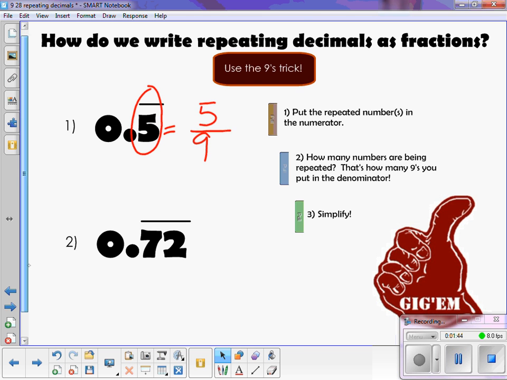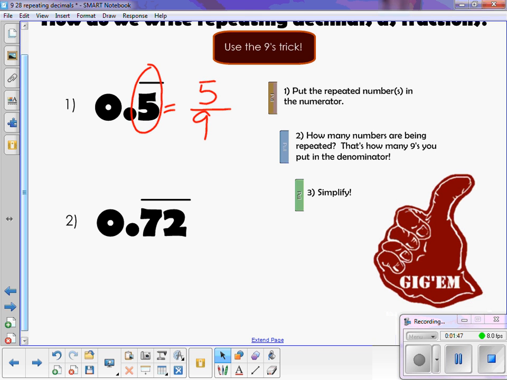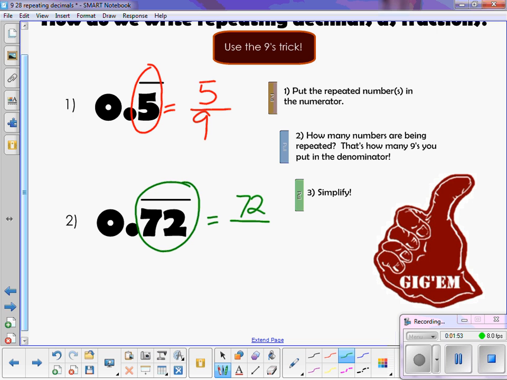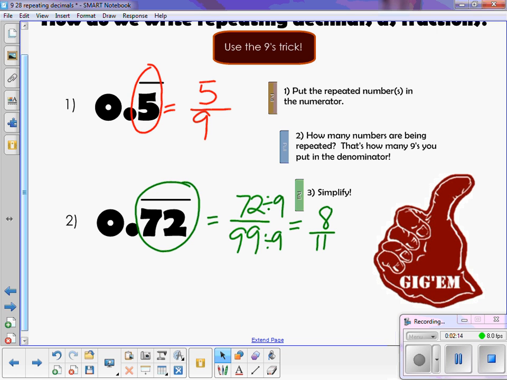All right, look at number 2. In this problem, we have two numbers that are being repeated, the 7 and the 2. So that goes in our numerator, 72. And step 2, how many numbers are being repeated? Well, we said 2. That means you need 2 9s in your denominator. So 99 is in your denominator. Then we need to simplify here. We have a common factor of 9, so I'll divide by 9. And in simplest form, 72 hundredths repeated is equal to 8 elevenths. Okay, again, make sure you're writing down these examples.